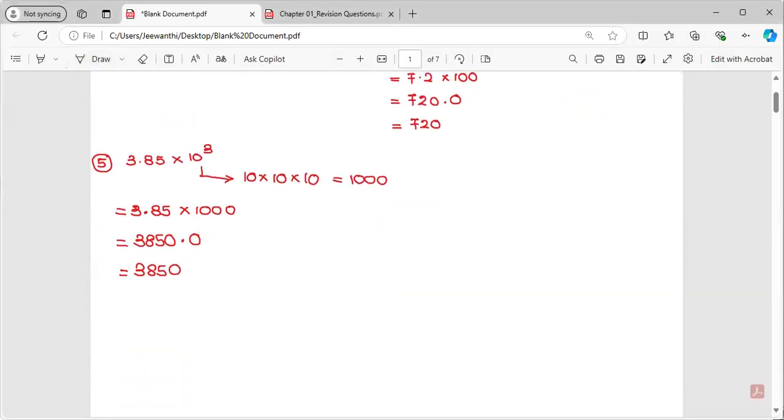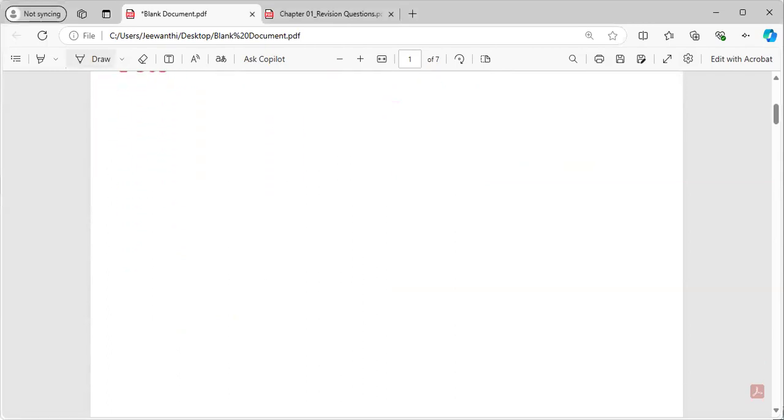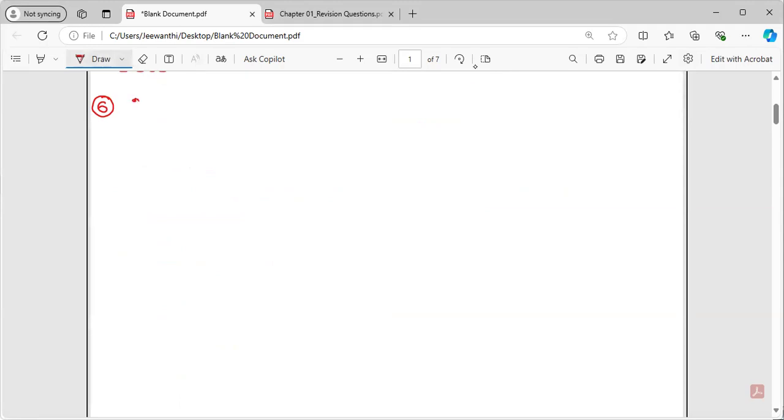Right. So then we will move to question number 6. In question number 6, you want to write this as a single index number. So when you have 2 to the power 3 multiplied by 2 to the power of 5, you can see the multiplication and the same base value. When you see multiplication and the same base value, what we are doing, children, is we add the indices and you show it like this and you get the answer 2 to the power 8.